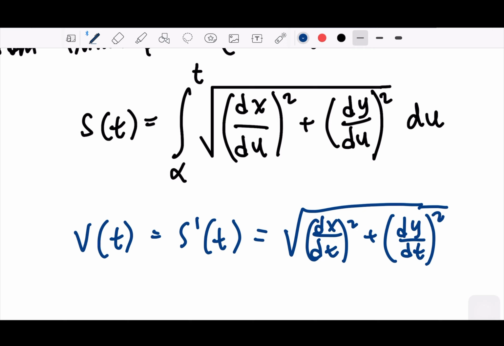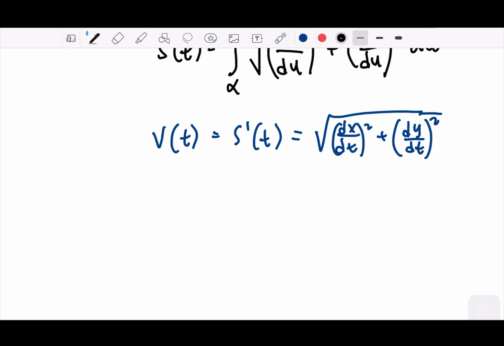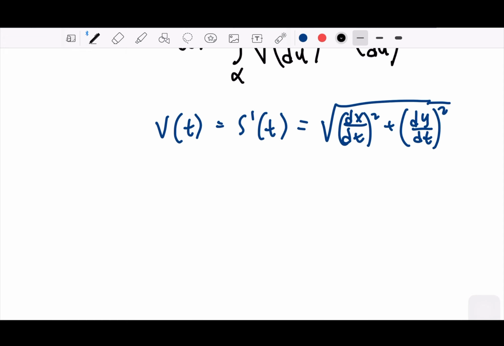I hope you still remember why this du becomes t, because of the fundamental theorem of calculus. Okay, that's the arc length function. Now the other one is called the surface area.